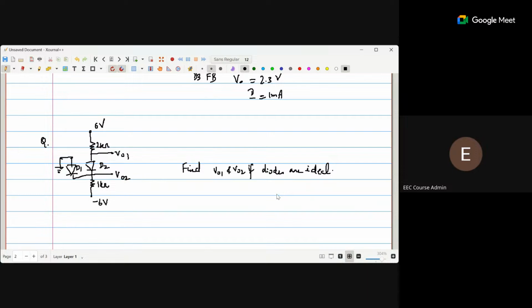What will be the status of the diodes? VO1 will be -2. Which one? VO1 and VO2 both will be -2. No, no. Just check once again. There will be 0, since both of them are ideal. Yes, both of them are ideal. The answer is 0. Yes.